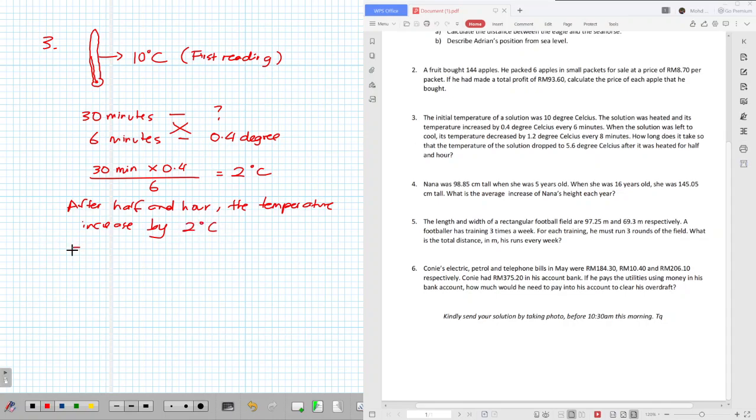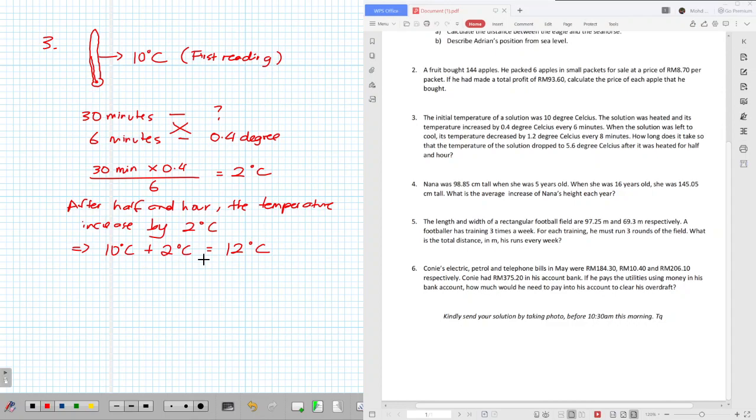So that means the initial reading, 10 degrees Celsius, plus 2 degrees Celsius is equal to 12 degrees Celsius. So that is the first question, and this is how you do the first. I just realized it is 10 degrees, not 10.8, so that is the correction there.